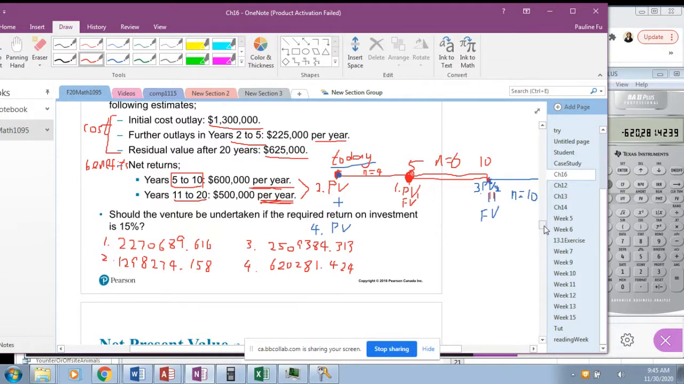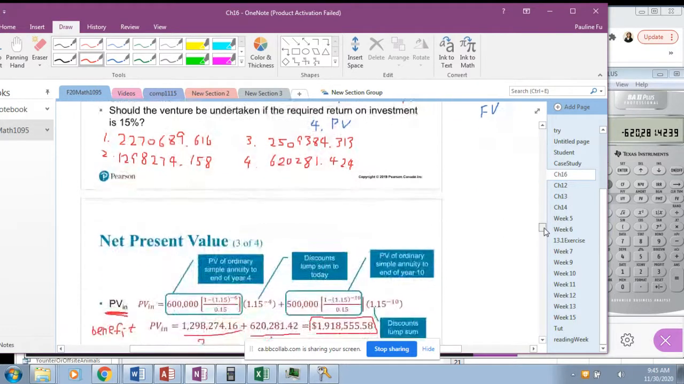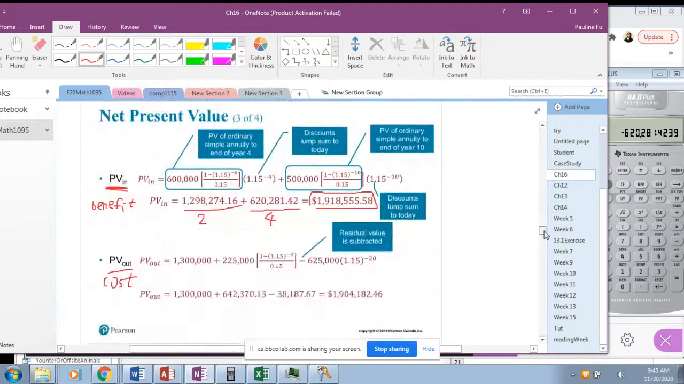Now, the formula method to calculate the benefits. For the formula method, you see this blue box here. It is the present value of an ordinary simple annuity to the end of year 4.